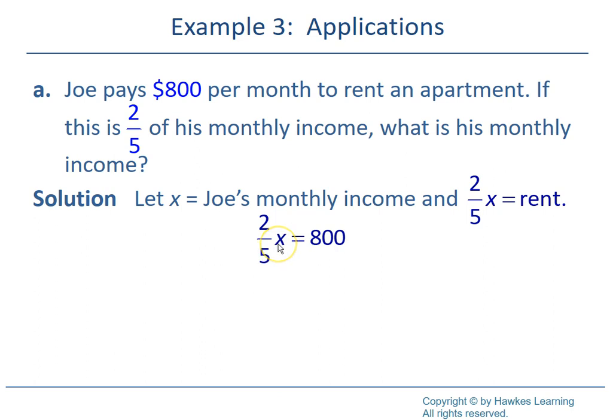2/5 of his monthly income is this. Now here's a case where we're going to use the reciprocal to find out what X is. And I'm assuming that's what they're doing, yes. So all of these cancel out. And we divide 2 into this, get 400. So 5 times 400 should be 2,000. That's his monthly income.